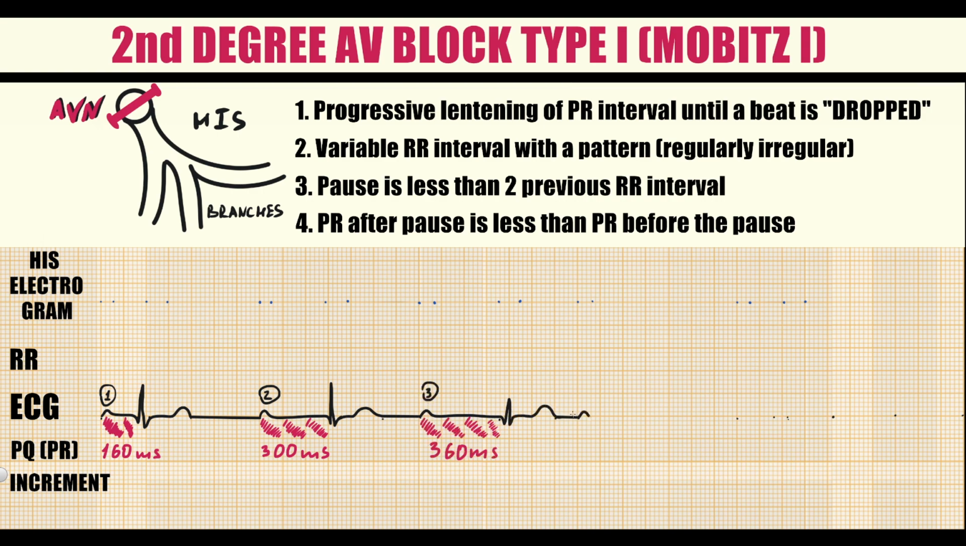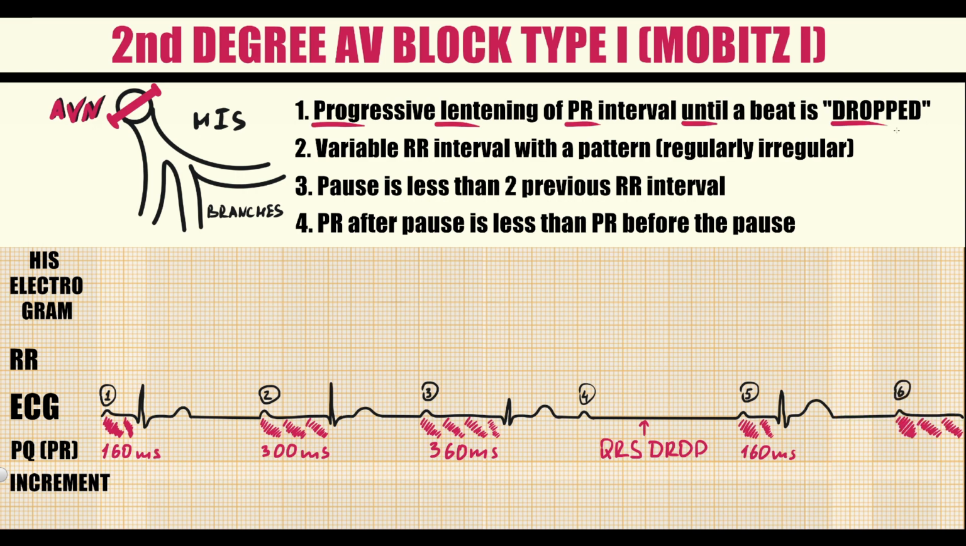Firstly, we see the progressive lengthening of PR interval until the QRS is dropped. Now let's check the regularity by measuring the RR interval. The first RR interval is equal to 8 large boxes and 2 small boxes, or 840 milliseconds. The next one is equal to 780 milliseconds. So the RR interval becomes progressively shorter before the pause, unlike PR interval, which becomes longer.